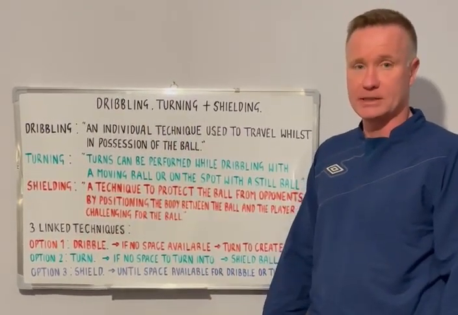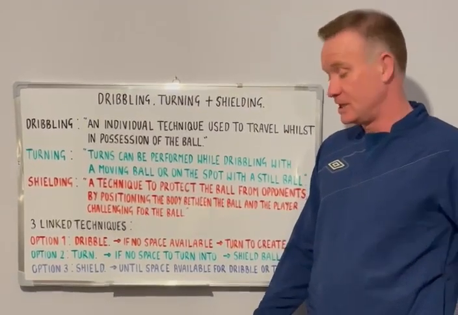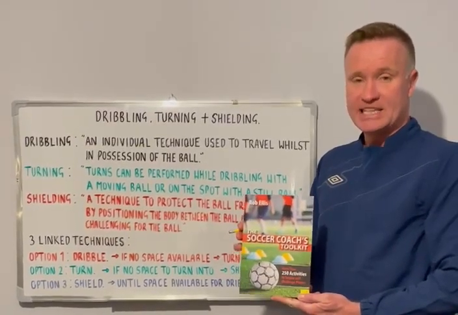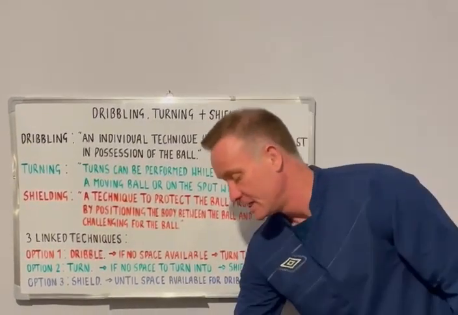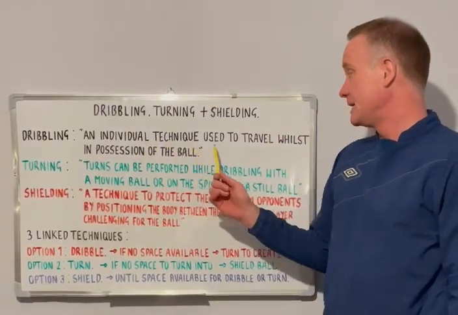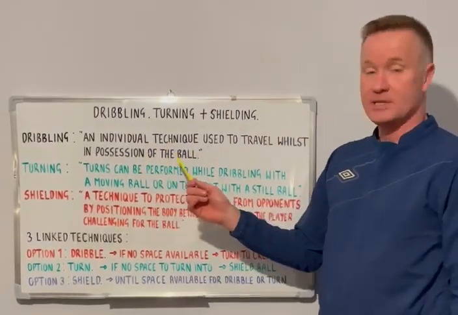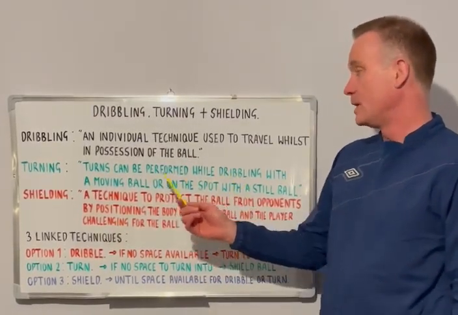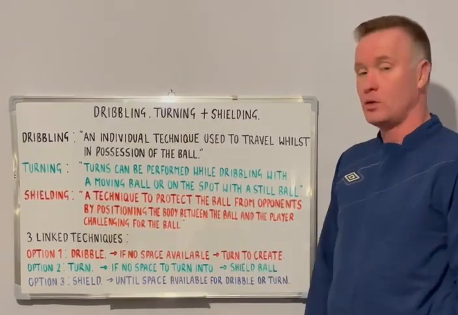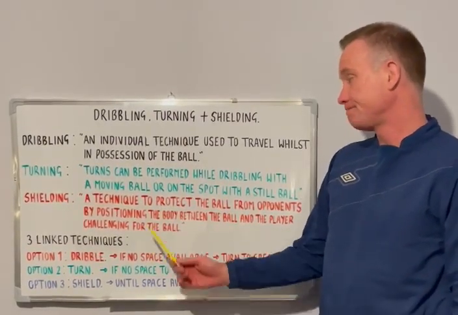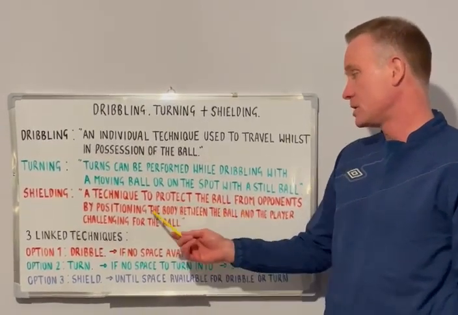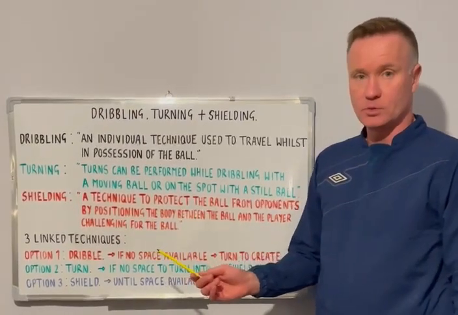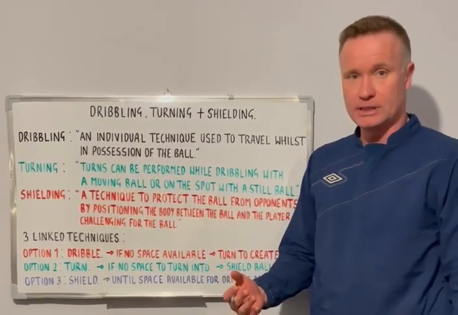It's very important to understand what they are. So these definitions are actually taken from my book, The Soccer Coach's Toolkit, in the technical guidance section. And I define dribbling as an individual technique used to travel whilst in possession of the ball. Turns can be performed while dribbling with a moving ball or on the spot with a still ball. And shielding is a technique to protect the ball from opponents by positioning the body between the ball and the player challenging for the ball. So again, that's just for your reference as we move through these activities.